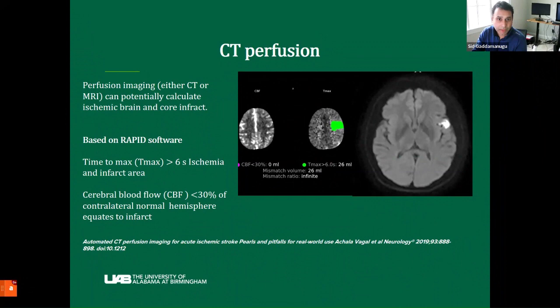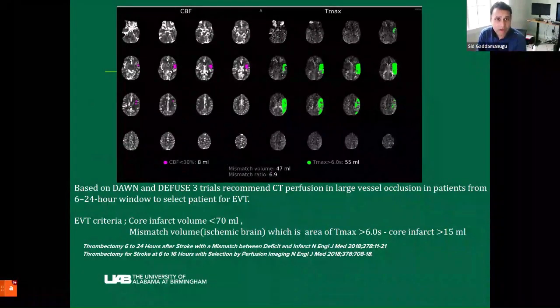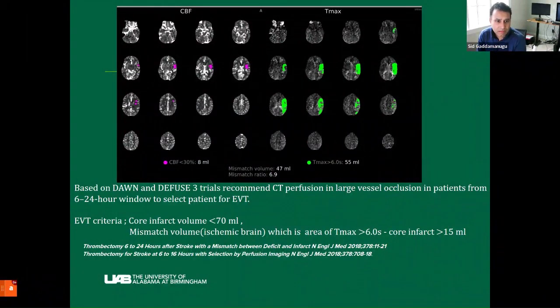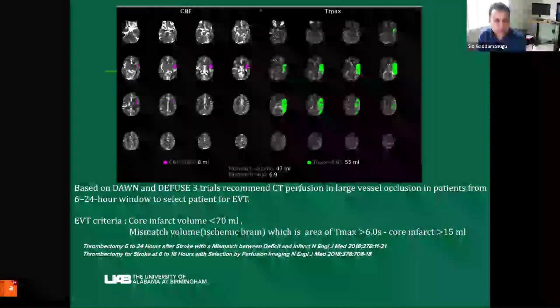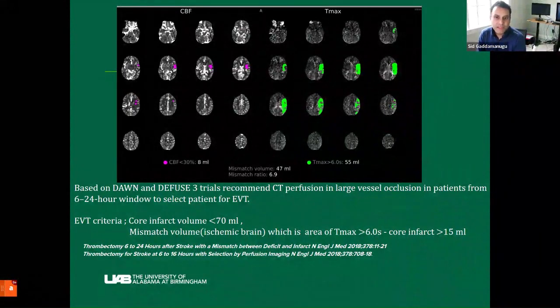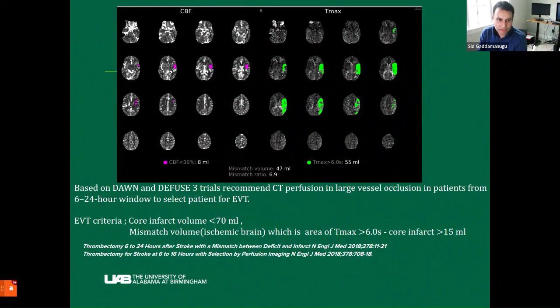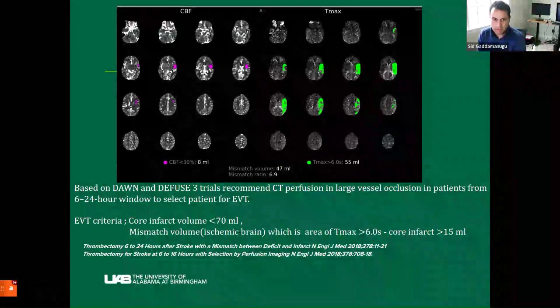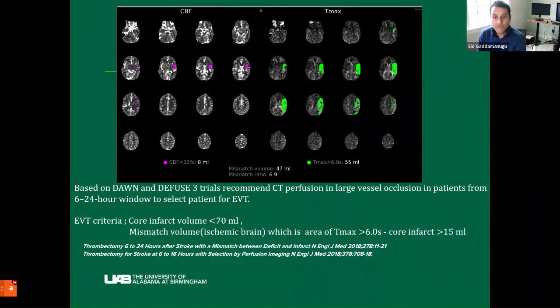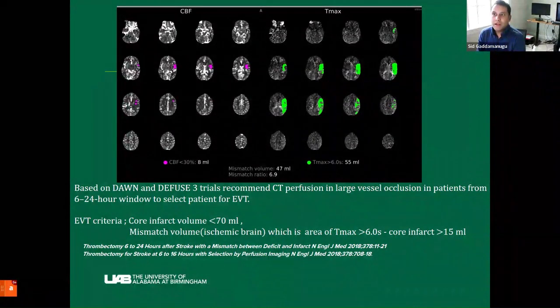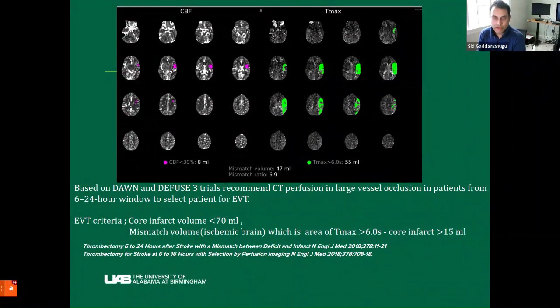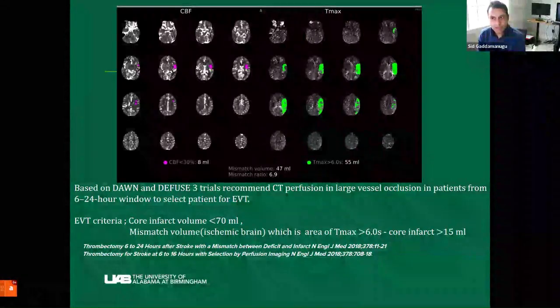Now, there have been many studies which recommend when we have to do a CT perfusion. Typically, CT perfusion is only done when you have large vessel occlusion. So take that. If a patient does not have large vessel occlusion on CT angiogram, you do not need to do CT perfusion.